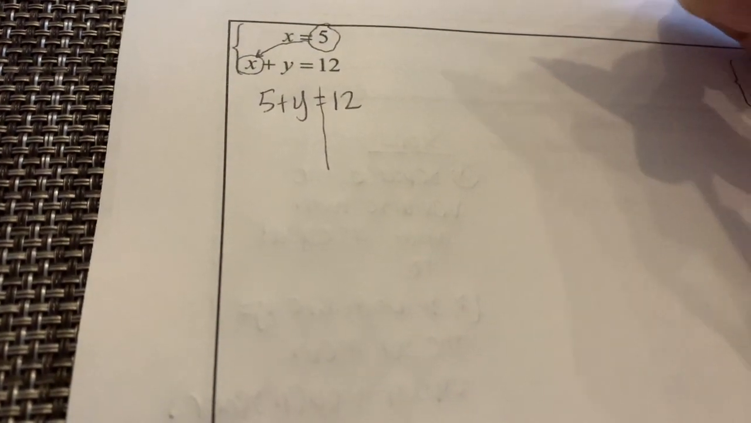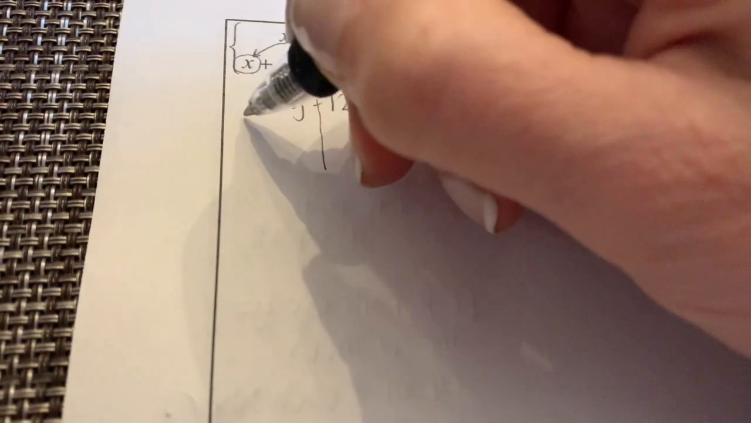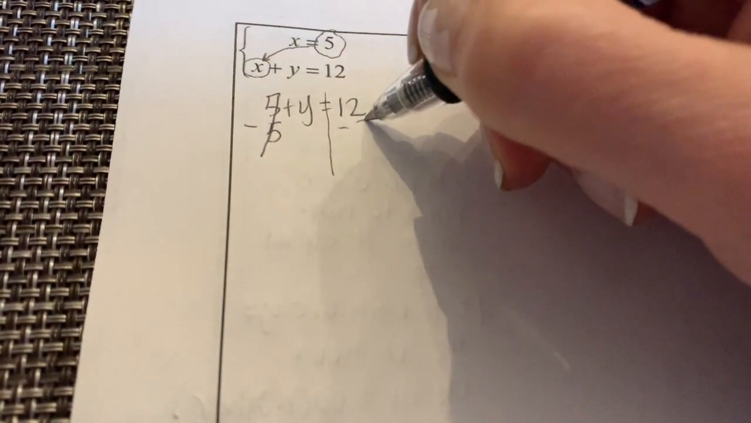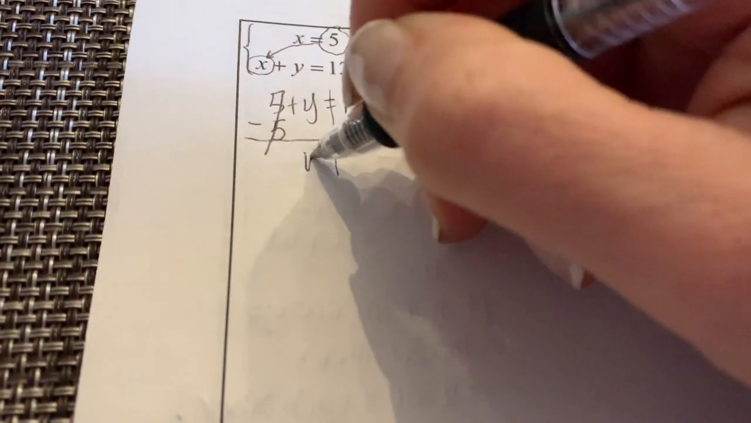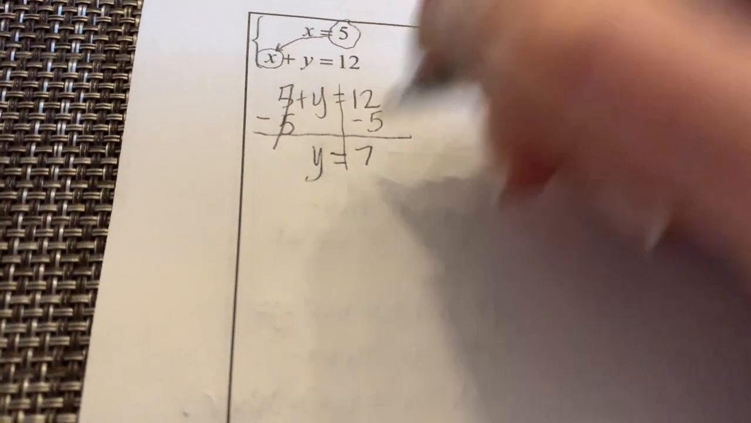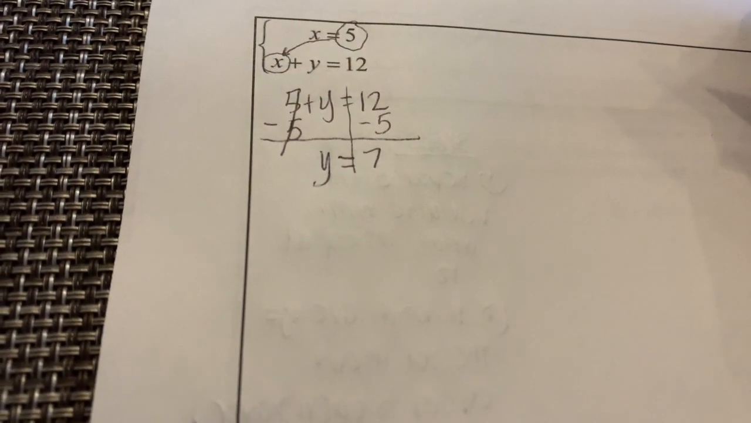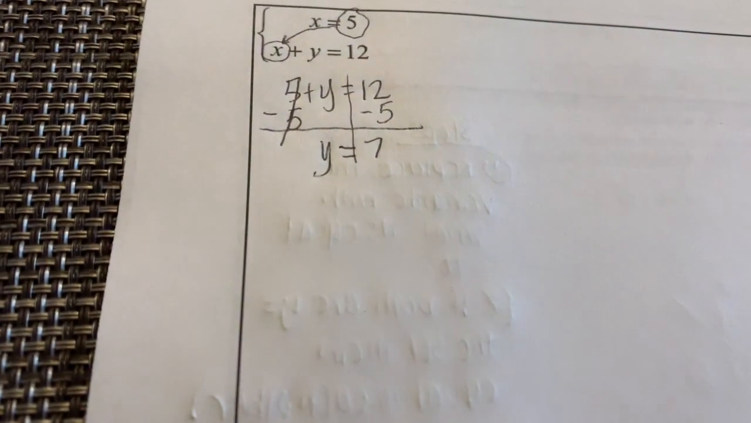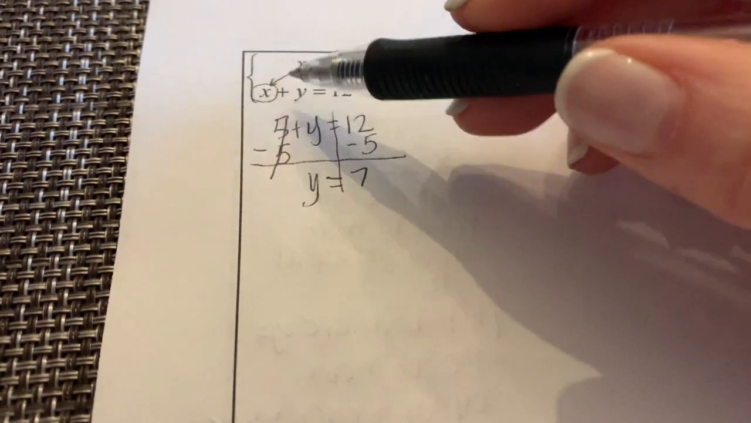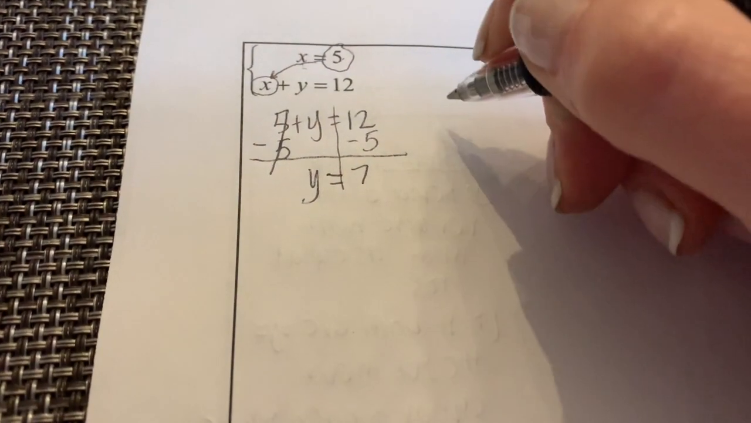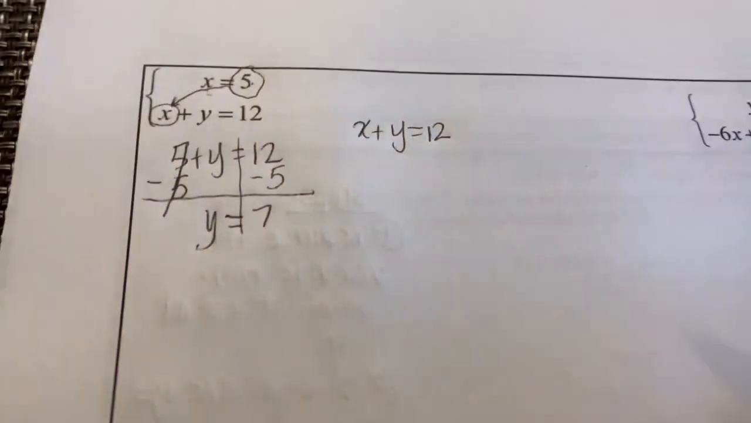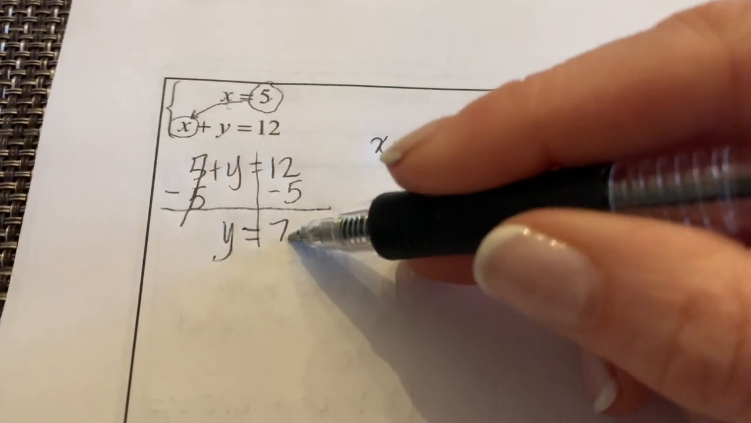I have to get rid of that 5. It's positive, there's no sign here, so I'm gonna do the opposite, subtract 5. What I do to one side, I have to do the other side. I'm left with y is equal to 7. Okay, now your next step is to take your answer and plug it back in. Now I can't use the first one here because there's no y, so I have to use this one.